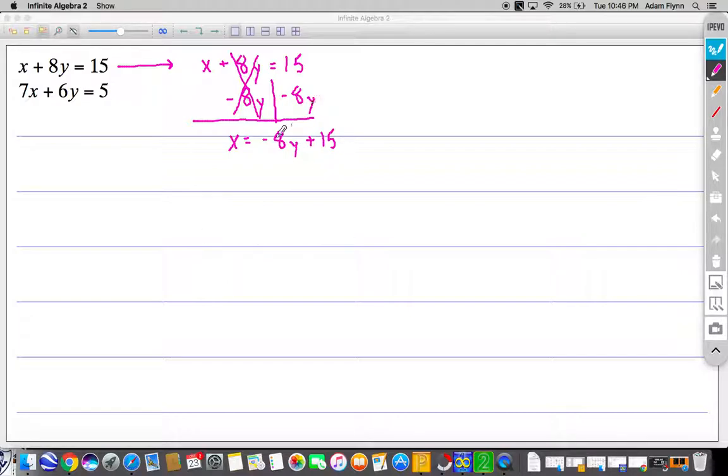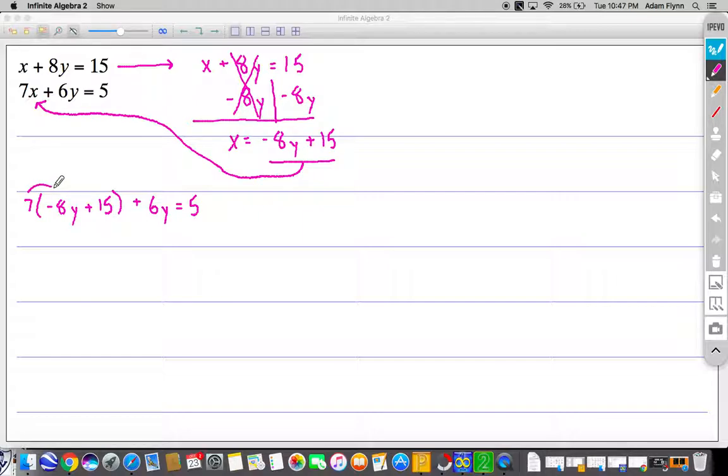Now that I know that x equals negative 8y plus 15, I will take this negative 8y plus 15 and plug it in for x in my other equation. So when I do that, I get 7 times negative 8y plus 15, plus 6y, equals 5.